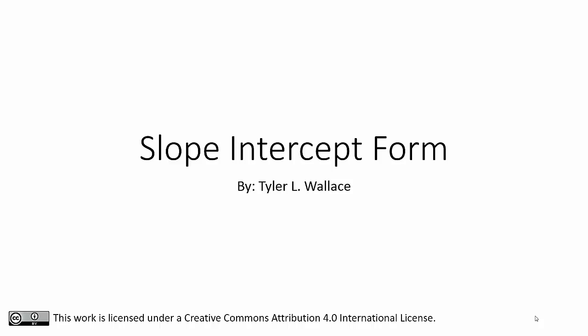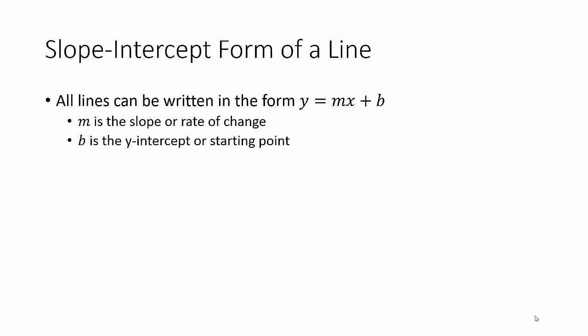Now that we're comfortable with slope, we're ready to find the full equation of a line in what is called the slope-intercept form. The idea of slope-intercept form is that every line can be written in this format: y equals mx plus b. M, the letter M, always stands for slope, and b will always stand for the y-intercept. So really what we're saying is y equals the slope times x plus b, or the y-intercept, or where the graph crosses that vertical y-axis.